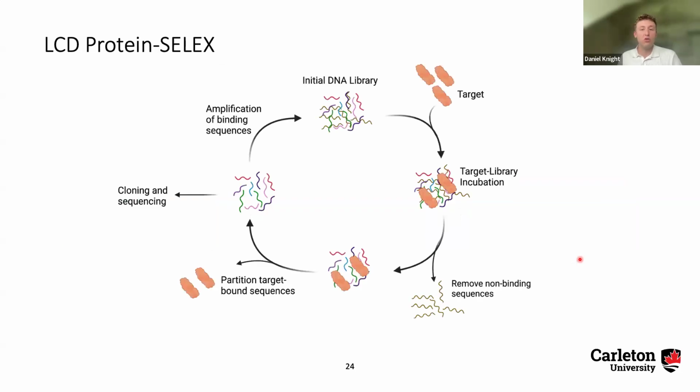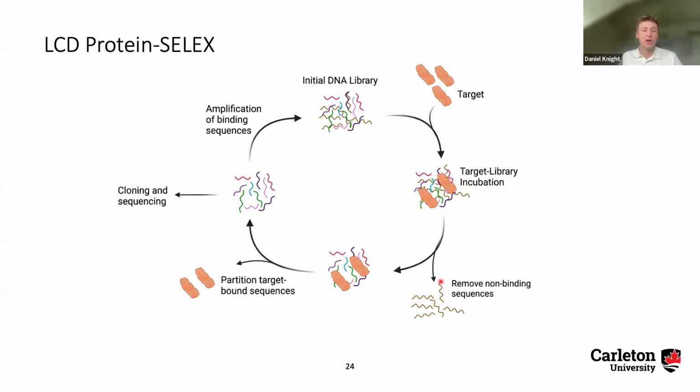So this is just a general overview of the selection process we plan to go through, for anyone that may be unfamiliar. We start with an initial DNA library of about 10^12 to 10^16 random sequences, and you incubate this library with your desired target. This incubation is typically meant to mimic the end application of the aptamer. So in our case, it would be under physiological conditions.